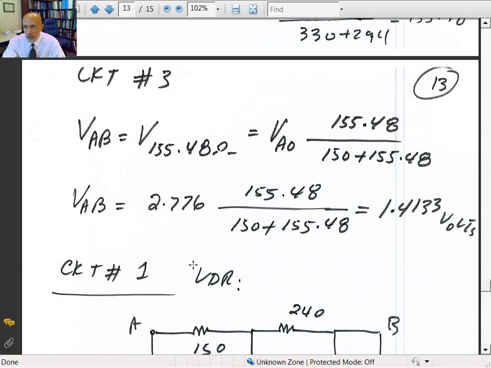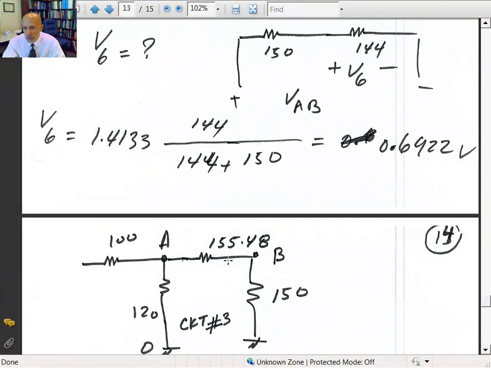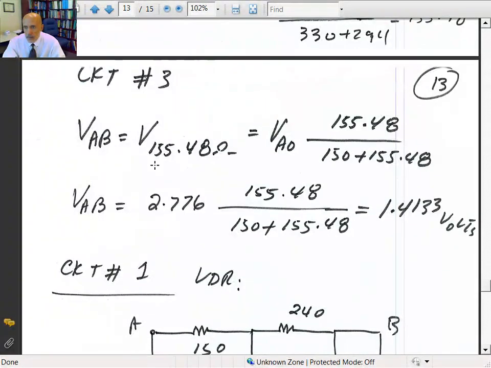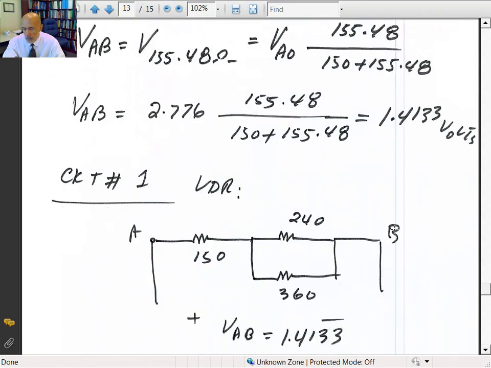So V sub A to B, which is this voltage from A to B, would be equal to the total voltage you calculated. That's the voltage across 155.48 ohms. It would be V sub AO, which is 2.776 that we calculated. It's a simple voltage divider. So that gives you 1.4133. That's the voltage from point A to B. So from A to B is equal to 1.4133.